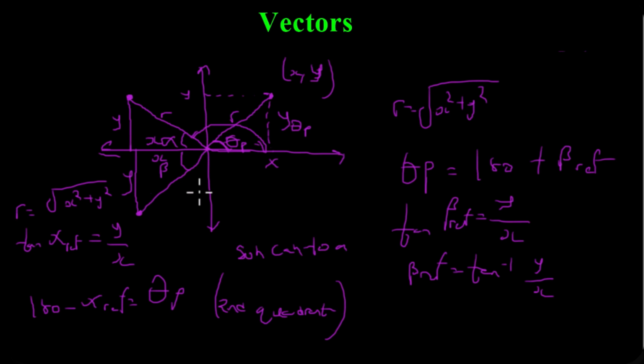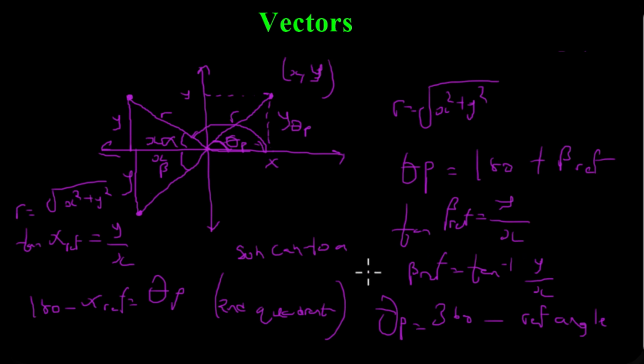Then lastly, for the fourth quadrant, we simply say, again, r is the same thing in all quadrants, but my theta polar for the fourth quadrant will simply be equal to 360 minus the reference angle. Now, one thing to note is that your reference angle will always be with the x-axis. And since we're talking about a right angle triangle, my reference angle will always be less than 90 degrees.